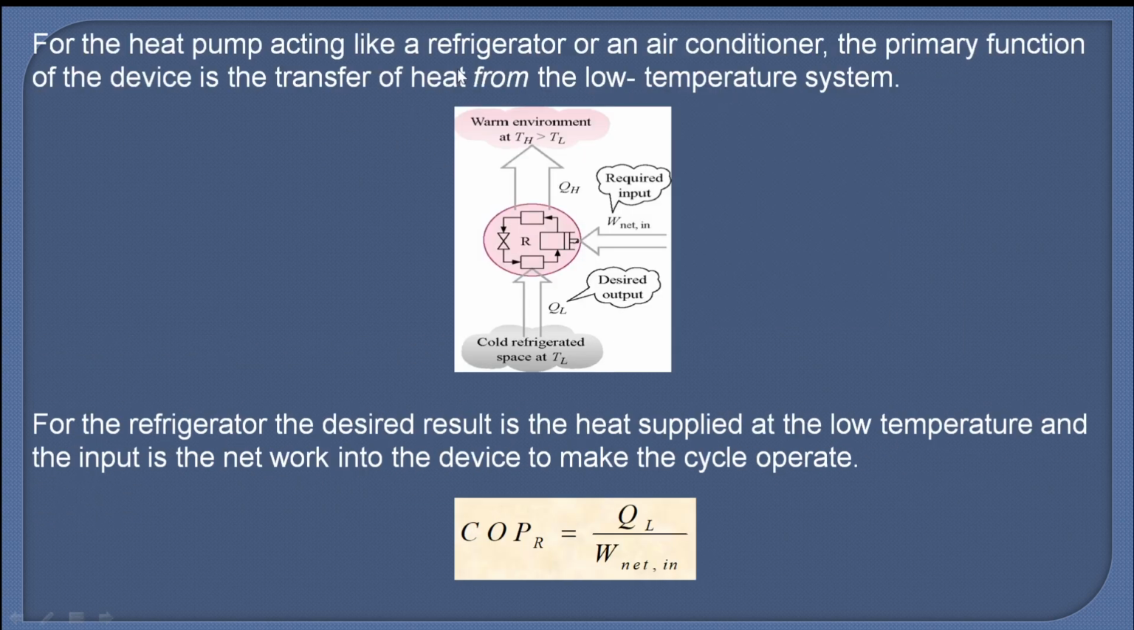So for a heat pump acting like a refrigerator or an air conditioner, the primary function will be the transfer of heat from the low temperature system. So the QH is the desired result in the case of heat pump, and QL is the desired output or result in the case of a refrigerator. So the coefficient of performance of a refrigerator is QL by W net in. In both the cases, whether this system is refrigerator or heat pump, the net work input is W net in, but the desired result is different. The desired result of a refrigerator is QL, and that for a heat pump is QH.